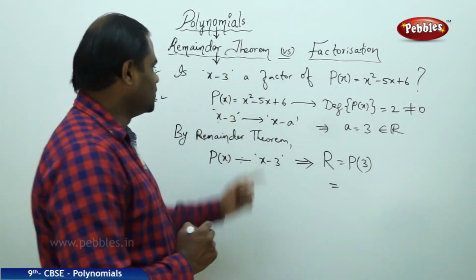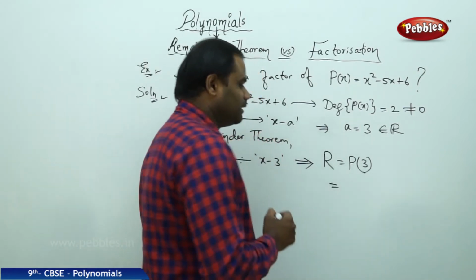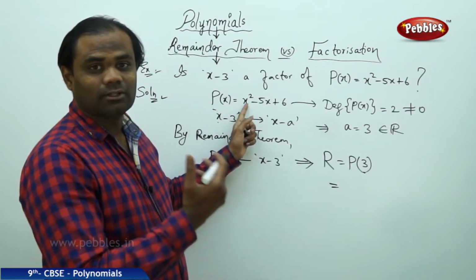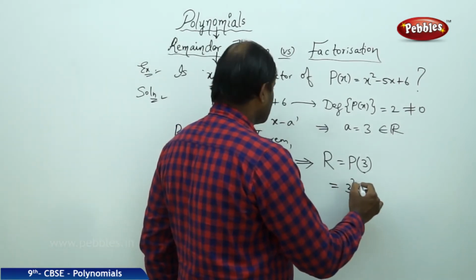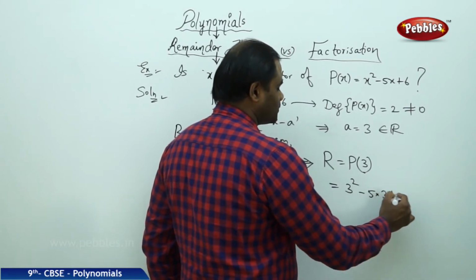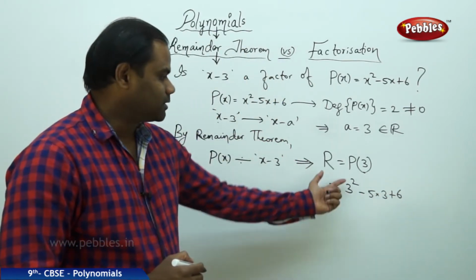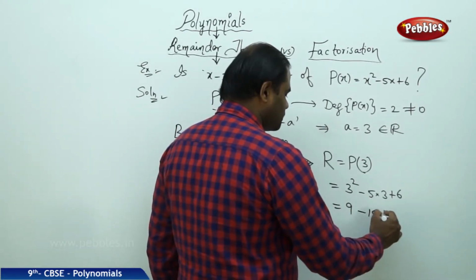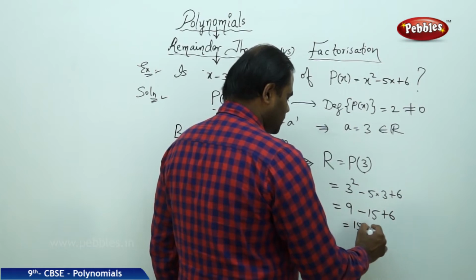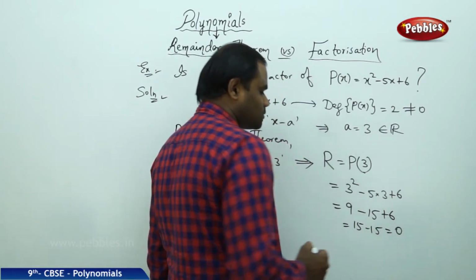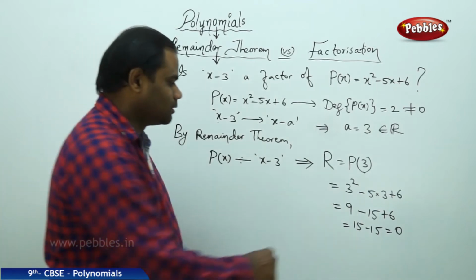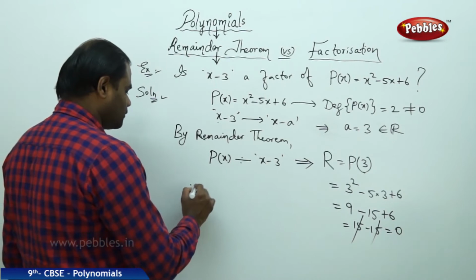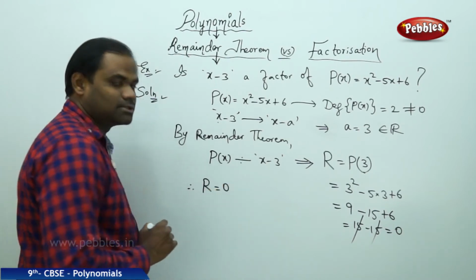P of 3 is when we substitute the value of x equal to 3 in the polynomial on the left side, and equally on the right side, 3 squared minus 5 times 3 plus 6, which on further simplification gives me 9 minus 15 plus 6, which is 15 minus 15, which is equal to 0. Therefore, the remainder is 0.